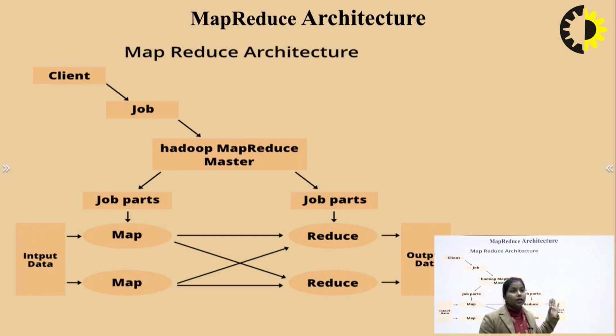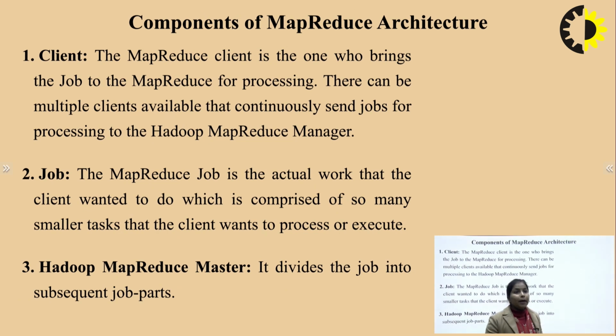Now, here we discuss the architecture of MapReduce. In this architecture, the client, job, and Hadoop MapReduce master are used, and the Hadoop MapReduce master is divided into two parts: job parts. Here the map takes input data and reduce gives output data. So, this is the MapReduce architecture. Now, the components of the MapReduce architecture. First, we discuss the client. The MapReduce client is the one who brings the job to MapReduce for processing. There can be multiple clients that continuously send jobs for processing to the Hadoop MapReduce master.